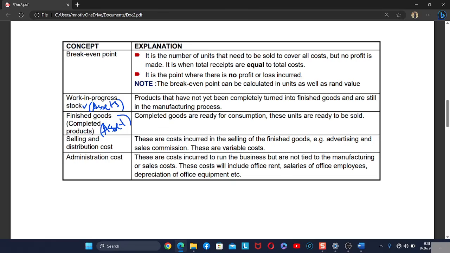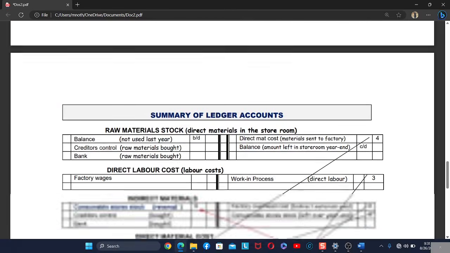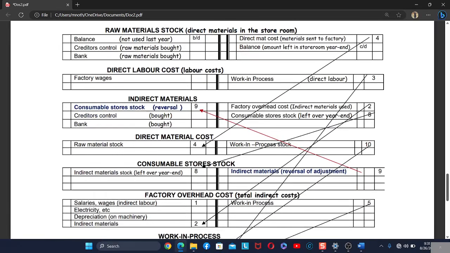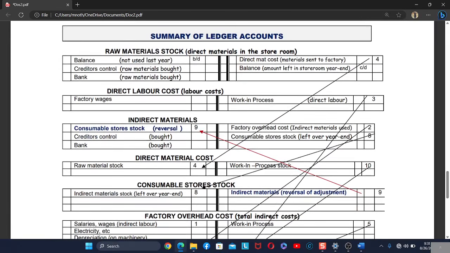Now I want us to go to the ledger accounts. I want us to go to the ledger accounts. Okay. So once you grasp these ledger accounts, I can tell you that cost accounting is going to be very, very, very easy for you with just this. Okay.